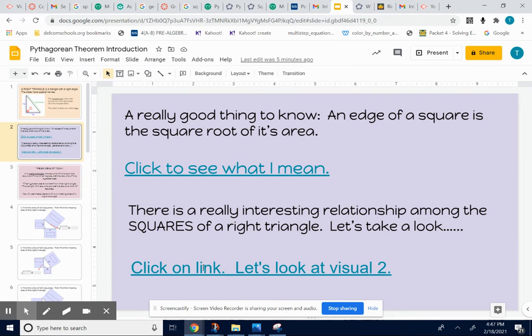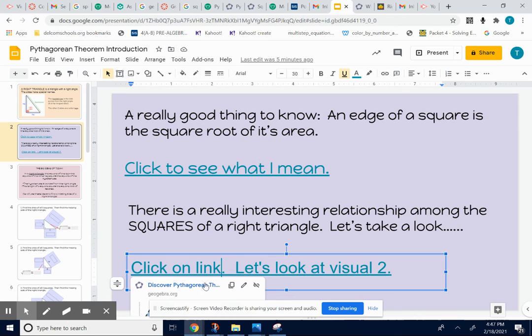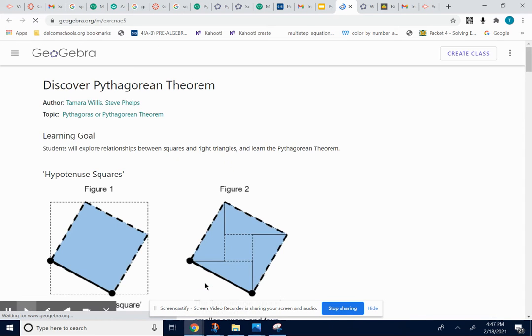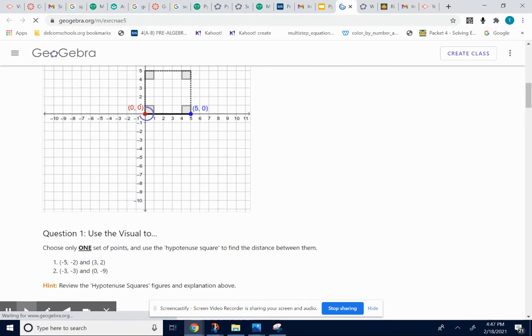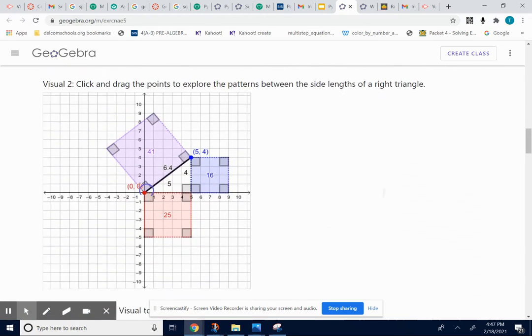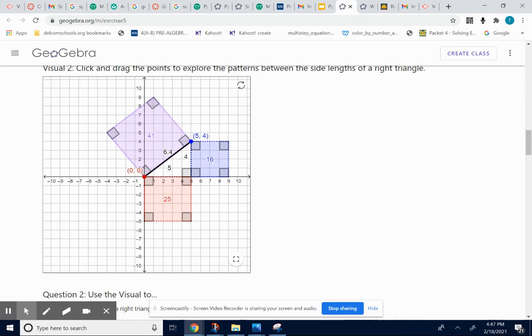And now let's look at the really, really important thing that really is the Pythagorean theorem. I'll show you this. The second link, if you go down here to Visual 2, I'm going to have the class play around with this. But what they're showing is a right triangle. The way that it's set up now, it has legs 4 and 5.